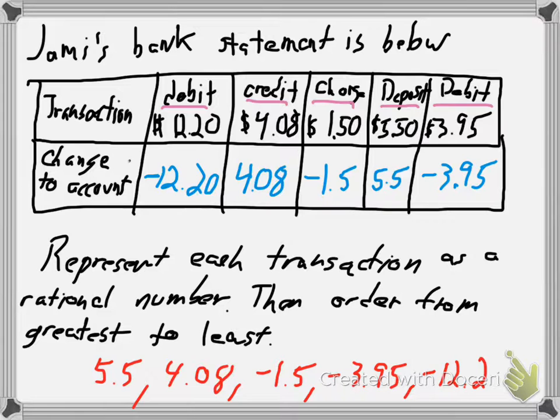Again, I need to be thinking about this. If I'm writing numbers from least to greatest, I have to be thinking about where they're at on a number line. So if I'm doing least to greatest, that's going from left to right. If I'm going greatest to least, like this problem, I'm going right to left. I need to be thinking about how these numbers look on a number line if I need to order them.